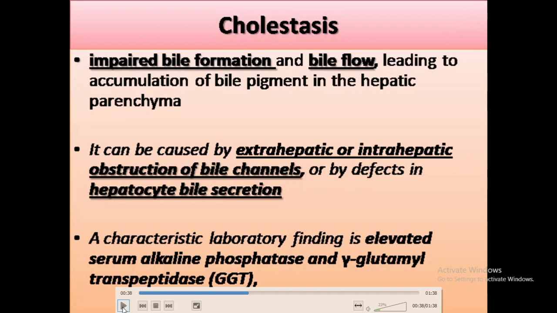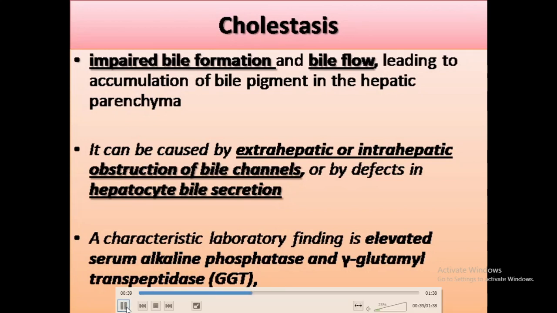Now let us discuss cholestasis. Cholestasis is impaired bile formation and bile flow, leading to accumulation of bile pigment in the hepatic parenchyma. It can be caused by extrahepatic or intrahepatic obstruction of bile channels or by a defect in hepatocyte bile secretion. A characteristic laboratory finding is elevated serum alkaline phosphatase and gamma glutamyl transpeptidase, otherwise known as GGT.